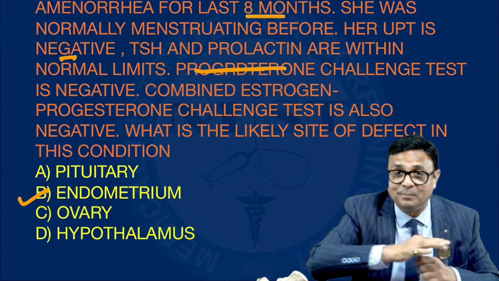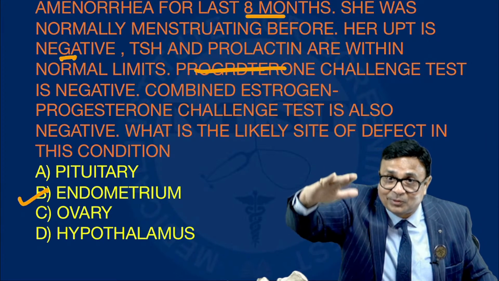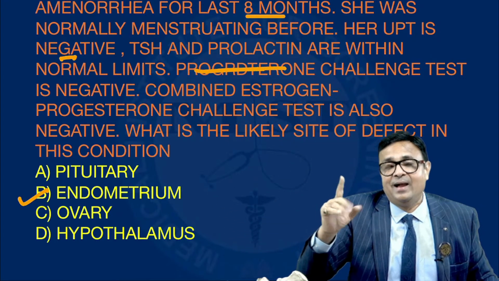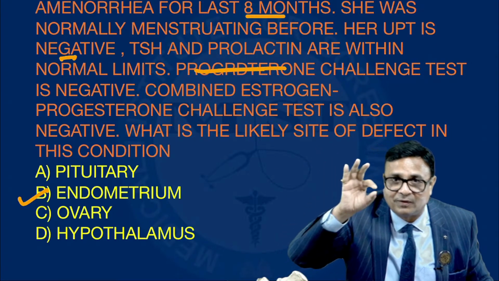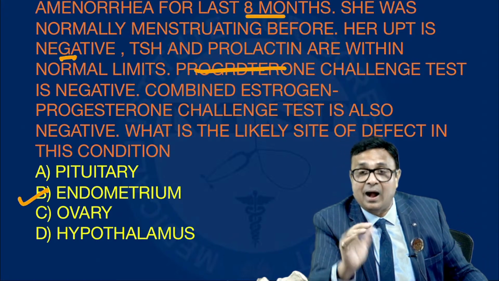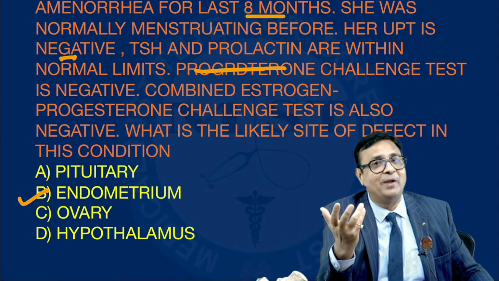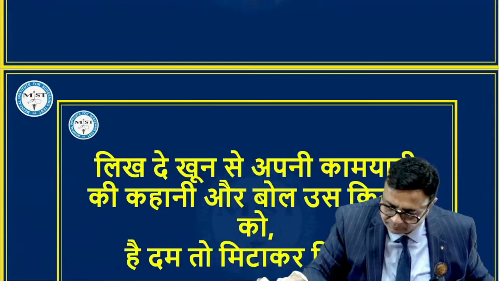Ovarian disorder, because the ovaries secrete estrogen. If the ovary is damaged, estrogen will fall and paradoxically FSH will increase. And if FSH is low, it is a hypothalamic or pituitary defect. So if FSH is low, get an MRI done or give an injection of GnRH. After giving GnRH, if FSH increases, where is the defect? Hypothalamic defect. Let's come to the next question.